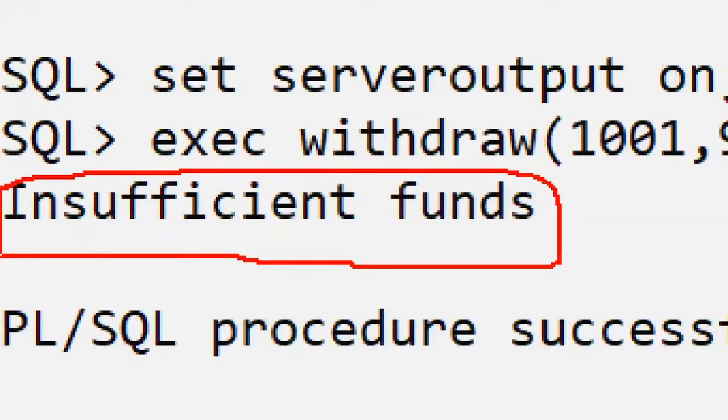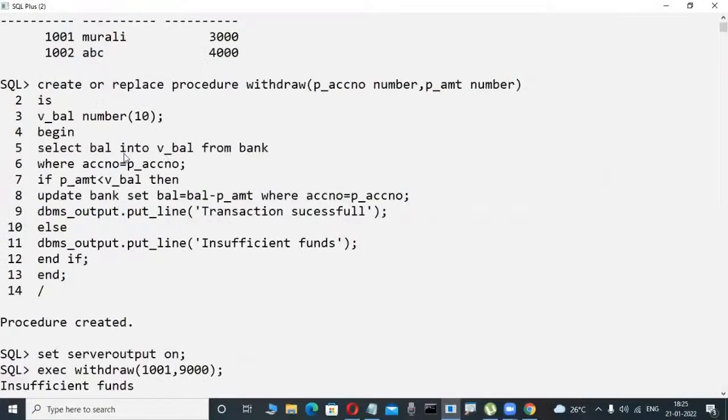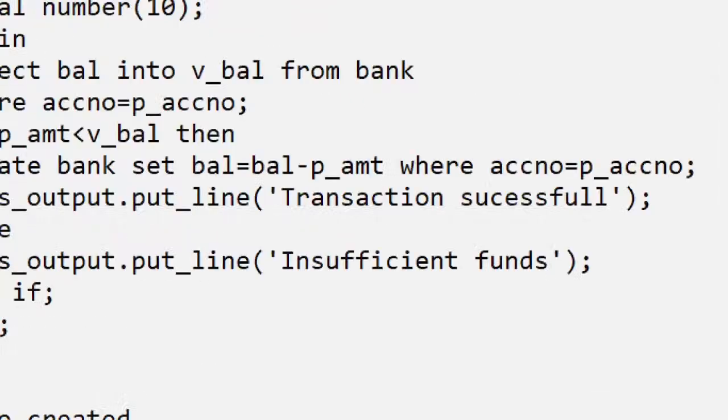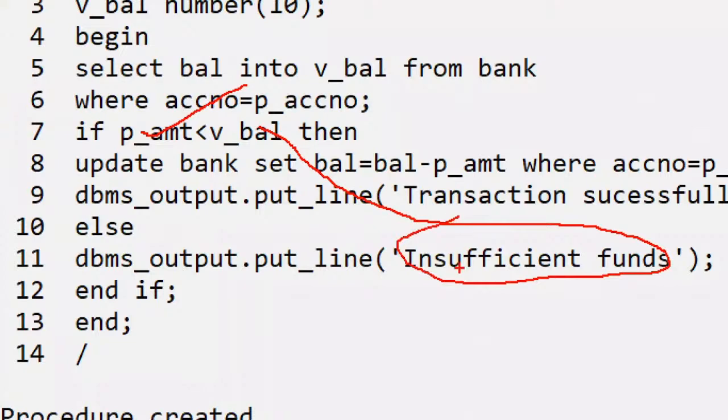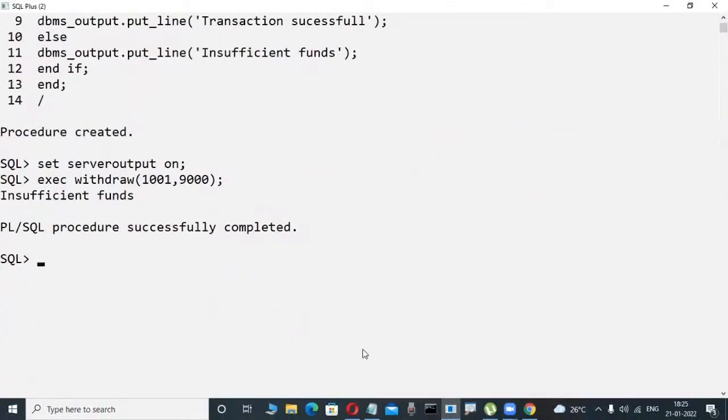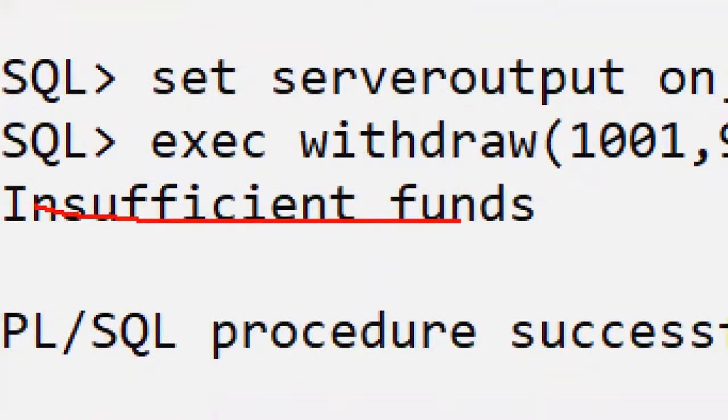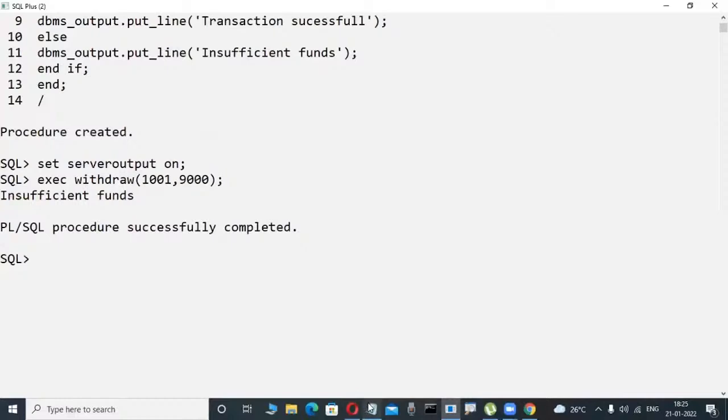How is it possible? This coding is executed, whatever I'm writing is executed. Or maybe your amount is more than the available balance. That's why insufficient funds only. It will display the message or not. Yes. Now suppose, for example, observe the logic here. Insufficient funds is a message. It will be displayed or not. Yes.